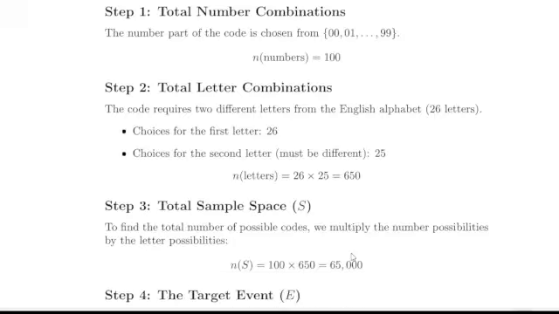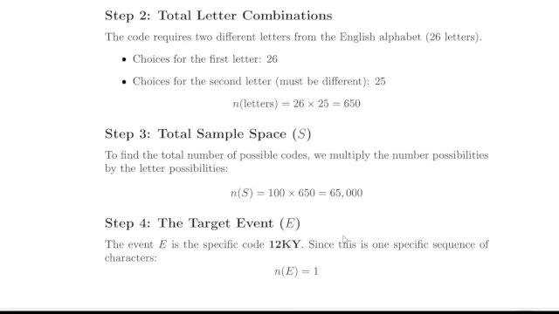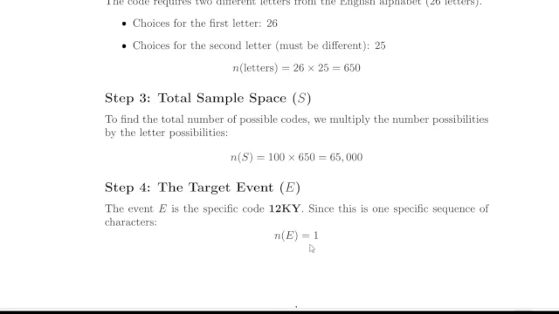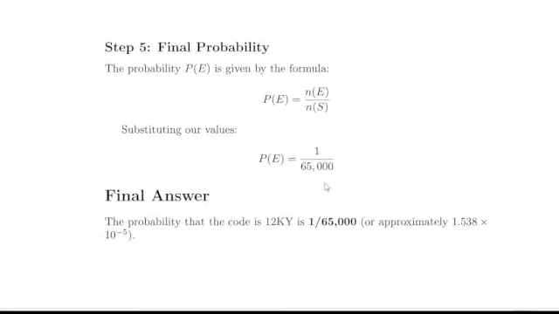Now we want to combine both. So the number of numbers is 100, the number of letters is 650. Multiplying those, we end up with 65,000 different possible codes. So the probability, there's only one specific code, 12KY, out of the 65,000. So the total probability is 1 over 65,000.